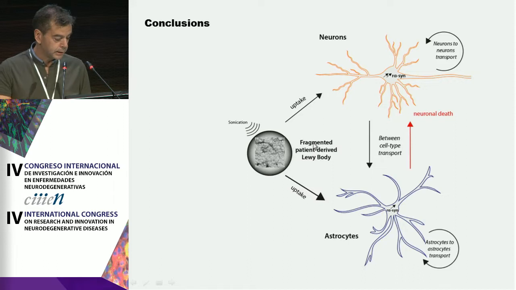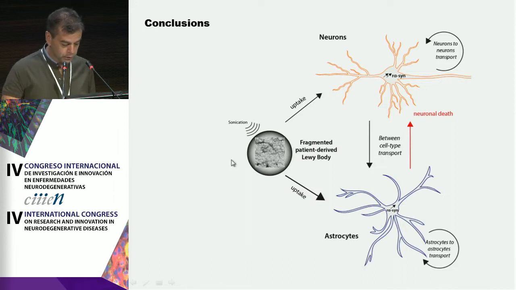So finally, in our conclusion, exogenous alpha-synuclein can be incorporated into astrocytes. Astrocytes can transport alpha-synuclein to neurons, which overexpress endogenous alpha-synuclein, inducing an apoptotic pathway.